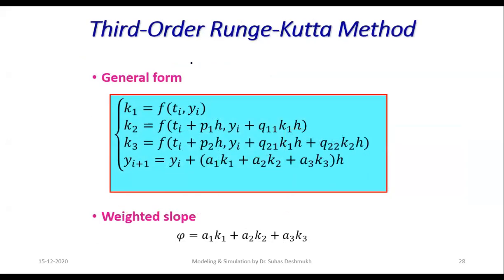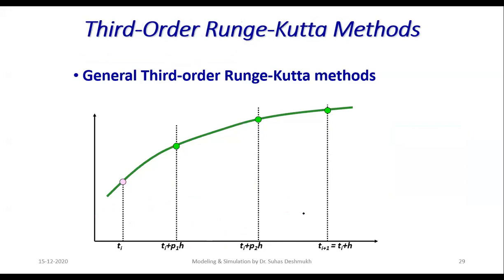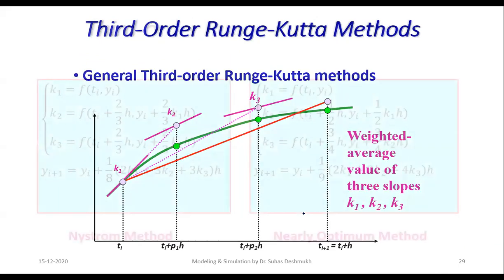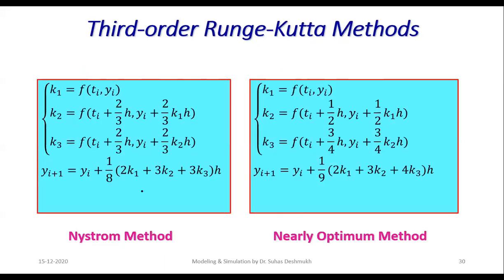So in third order method, we can now have three slopes. I can have a K1 here, K2 here, K3. In most books, you will not find the third order. But in the third order, you can have three slopes. K1 here, then K2 here, and then K3 here, and then I'm going to determine K1, K2, and an average of this. You may have multiple formulas for this. So this is called the Nystrom method. You can come up with a nearly optimal method.